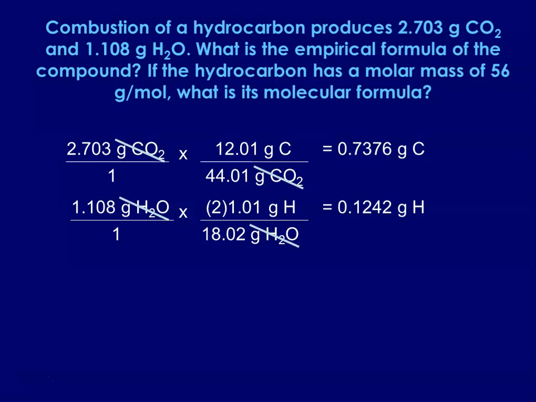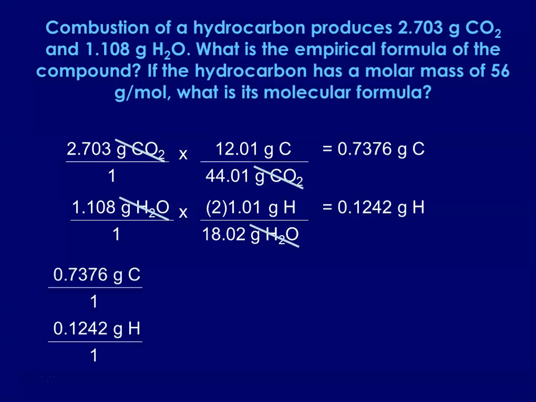I went ahead and kept 4. It's fine. 0.1242 grams of hydrogen. So I have masses of the two elements that were making up my compound. And if I want to find an empirical formula, that's my starting point. That's step one, is get my grams.